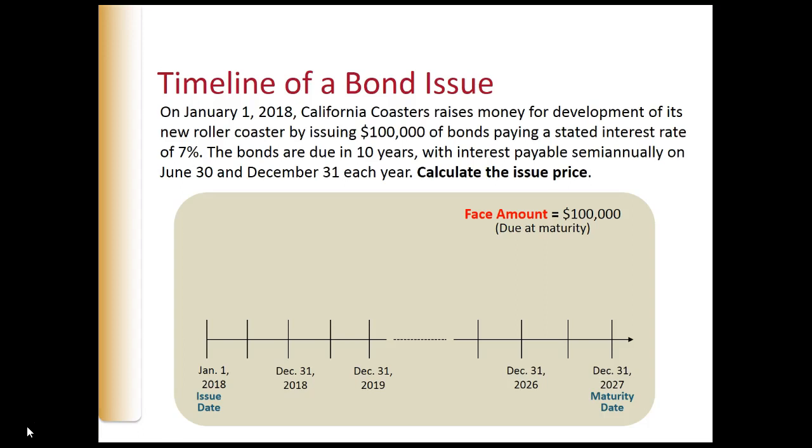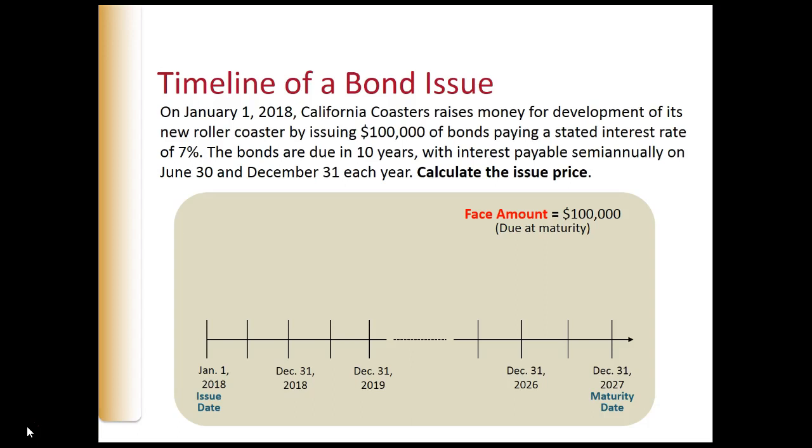by issuing $100,000 of bonds paying a stated interest rate of 7%. The bonds are due in 10 years with interest payable semi-annually on June 30th and December 31st of each year. In practice, most corporate bonds pay interest semi-annually every 6 months rather than paying interest monthly, quarterly, or annually.